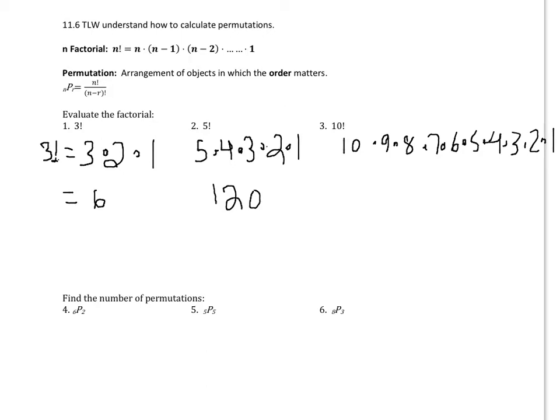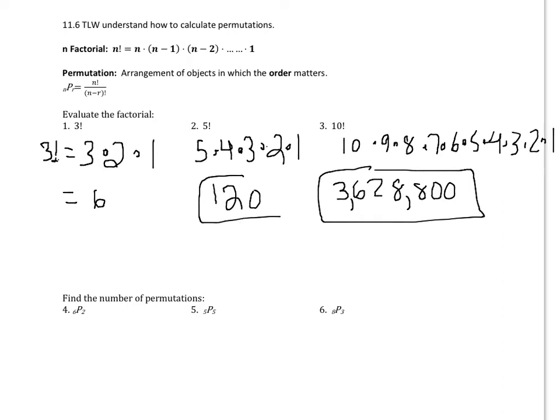That would be 3,628,800. So that's what the factorials are. Now, if you look back at our equation right here, we're going to have to use those factorials. See how it says nPr equals n factorial divided by n minus r factorial? Okay. So let's look down at these down here.